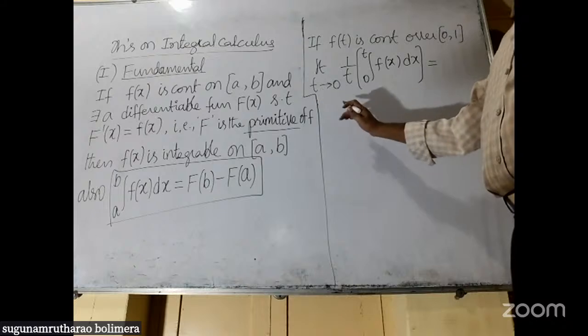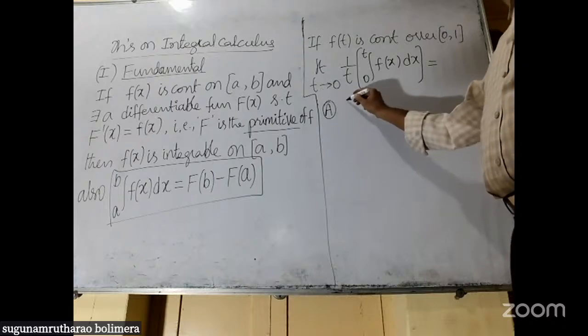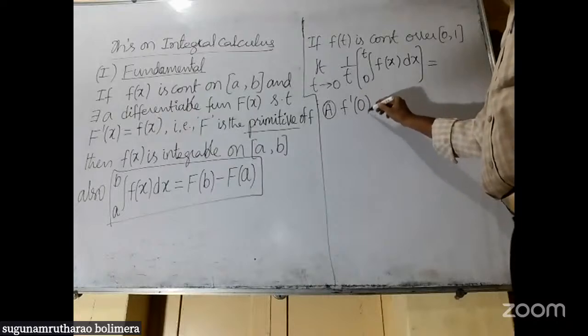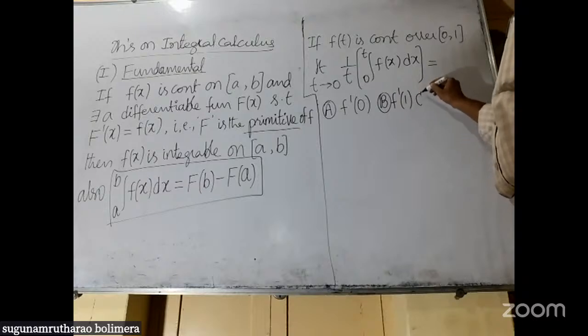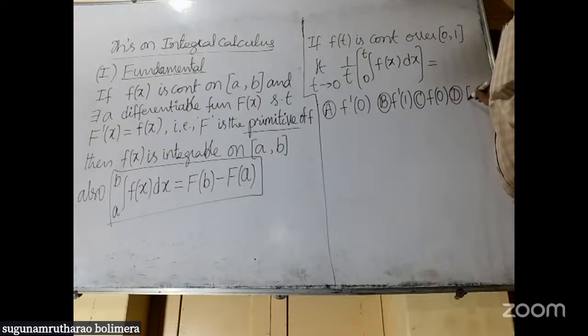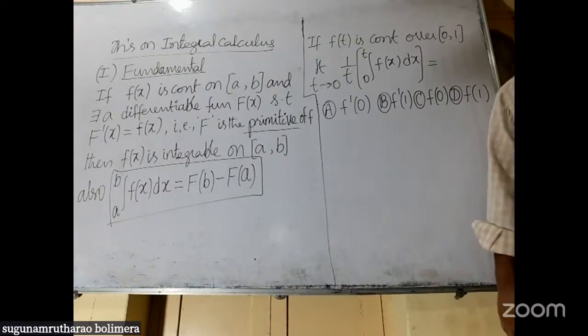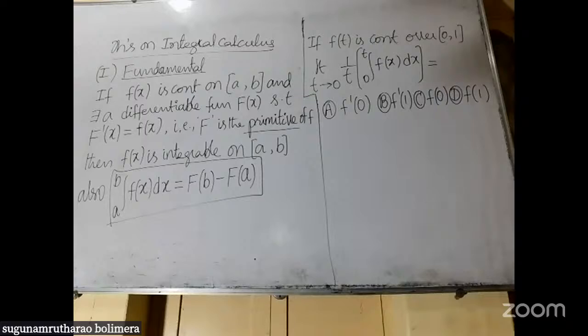I'm giving you the options. Option A, f dash of 0. Option B, f dash of 1. Option C, f of 0. Option D, f of 1. This was asked in a previous GATE examination.